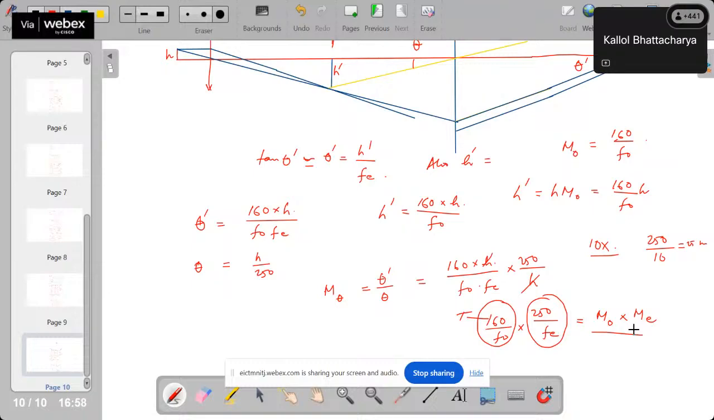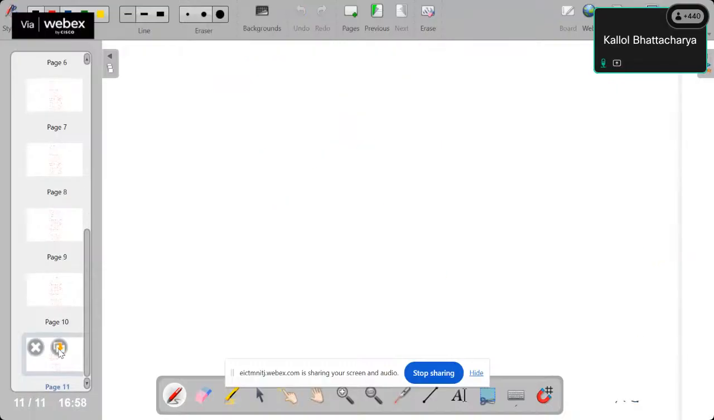Now, we need to go into a little bit of other aspects. For example, the resolution. How does the resolution of a microscope depend?